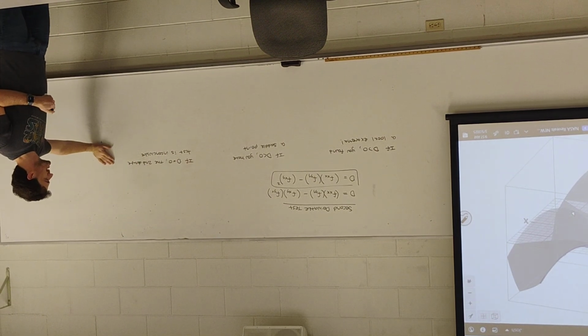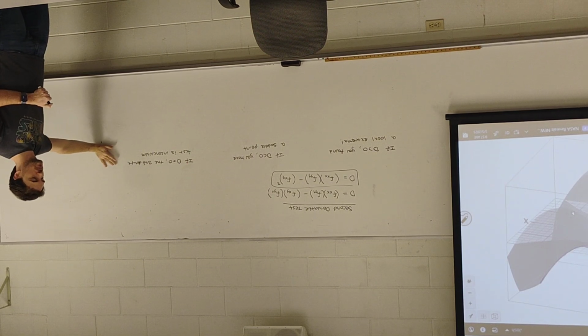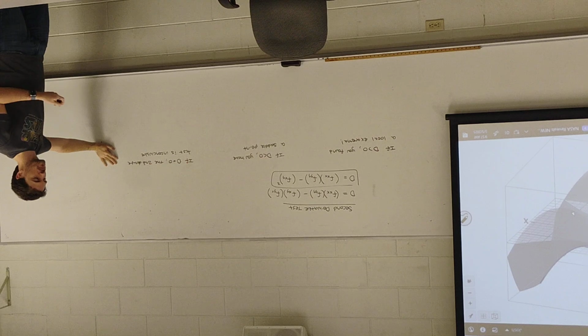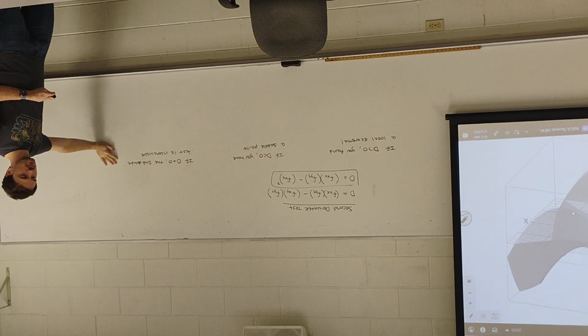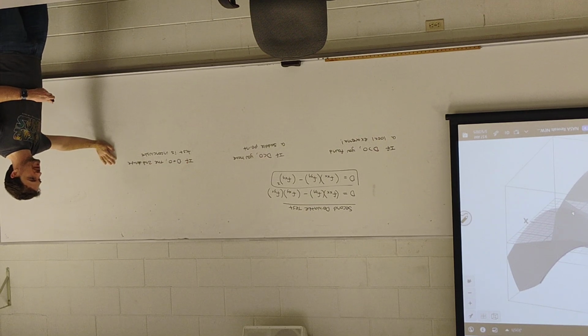And if your discriminant equals 0, then your second derivative test is inconclusive. What does that mean for us for the purposes of this class? Graph it, see what it looks like, and then report on it.